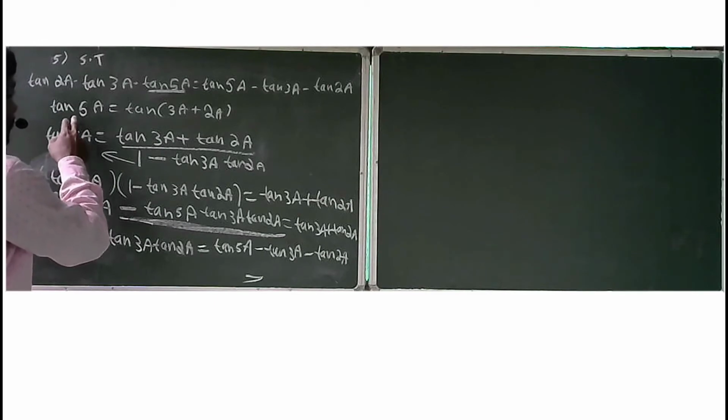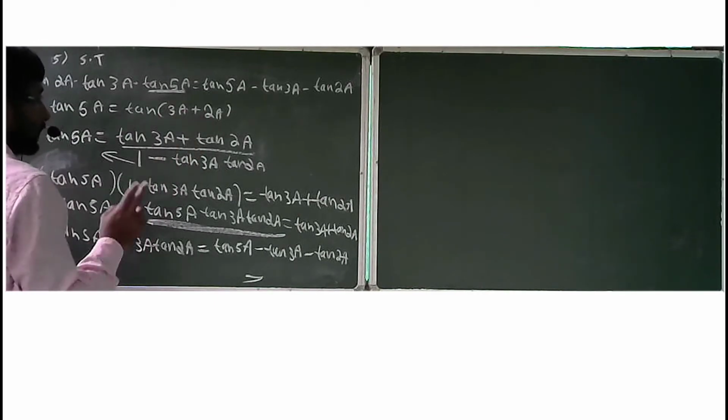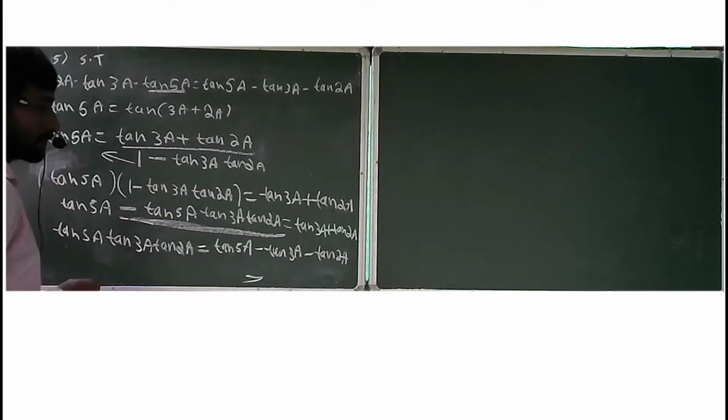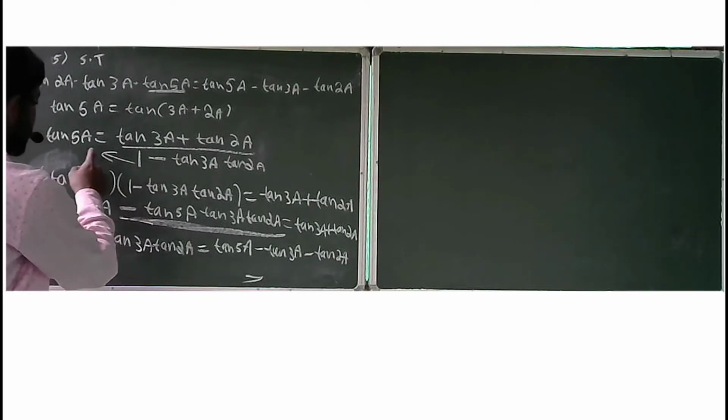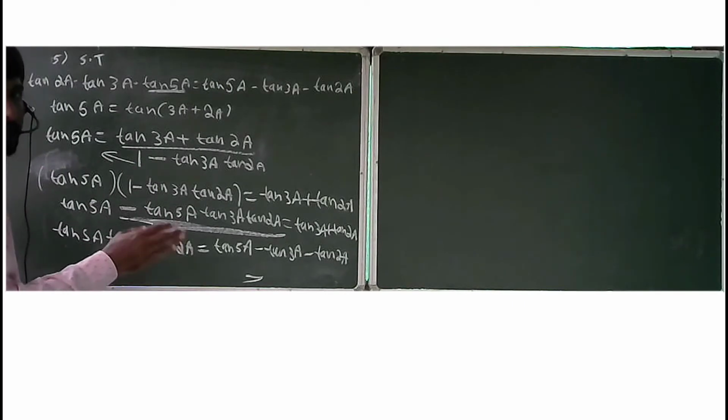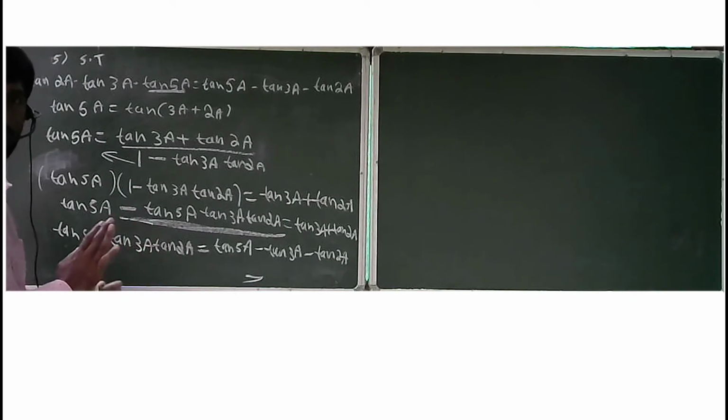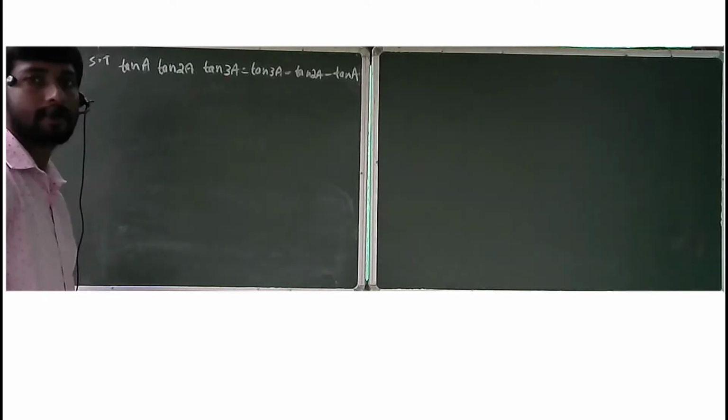First you take the last term, tan 5a. Then you write tan 5a as tan of a plus b. Then apply the tan of a plus b formula. Cross multiply, multiply the terms, then rearrange the terms according to the question. Then you will get the answer. See the next question.